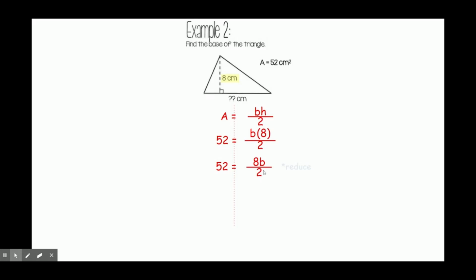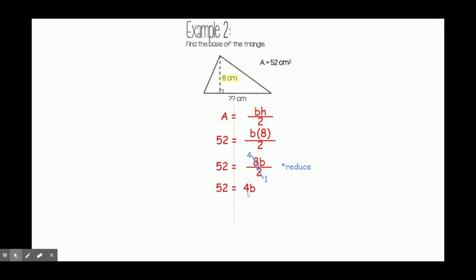Now I'm going to do something a little bit different here. I can multiply both sides by the reciprocal because we've got a fraction, but I think it's going to be easier to reduce because we know that 2 does go into 8. We can replace 8 with 4 because 2 goes into 8 4 times. 2 goes into itself once. And so this side doesn't change. It's 52. 4 times b is 4b over 1. 4b divided by 1 is just 4b, so we're just going to write 4b. We don't have to put over 1.